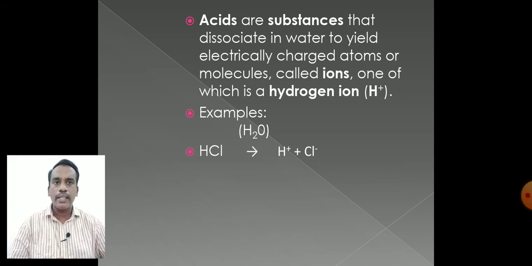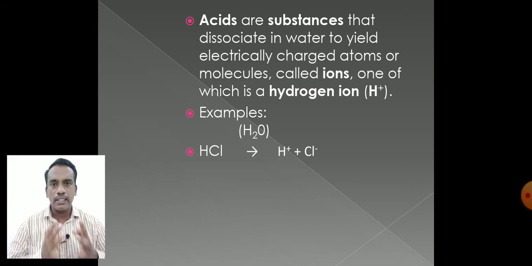We had already learned in grade 9 that atoms having a charge, maybe a positive charge or negative charge, are called charged ions. So here the definition is: acids are substances that dissociate in water to yield electrically charged atoms or molecules, called ions. Acids readily give which kind of ions, children? H plus ions. If you take an example, that is HCl, hydrochloric acid.